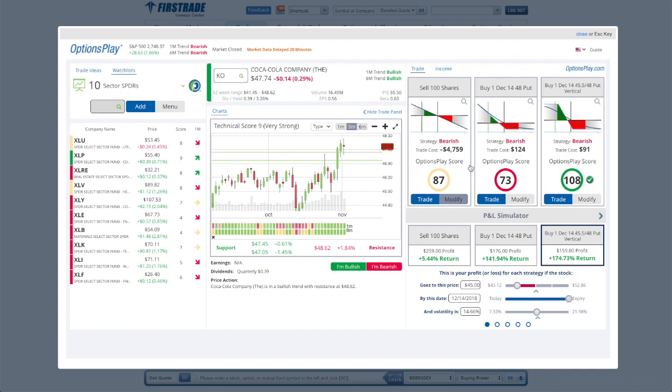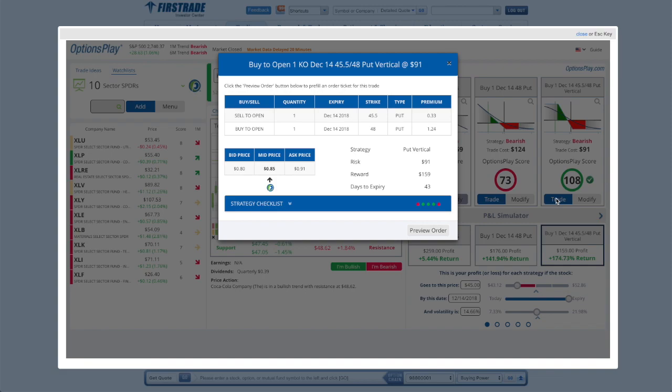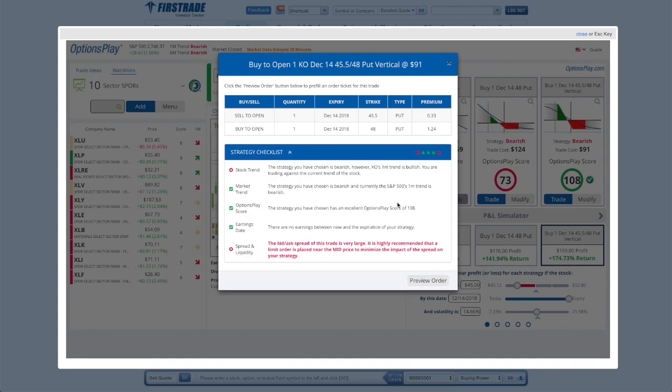Once I've honed in on the strategy that I want to trade, you can hit the trade button. We have what's called a strategy checklist. So for those of you that are brand new to options trading, I highly recommend you to go through this strategy checklist to check for the trend of the stock, the trend of the market, the OptionsPlay score, which is a risk to reward metric, the earnings date to see if there's earnings between now and expiration, and lastly, spread and liquidity. Important things to consider if you're ready to trade before you place a trade.